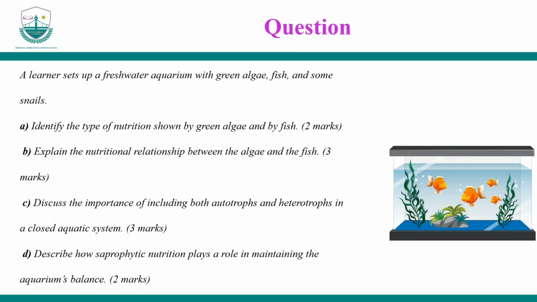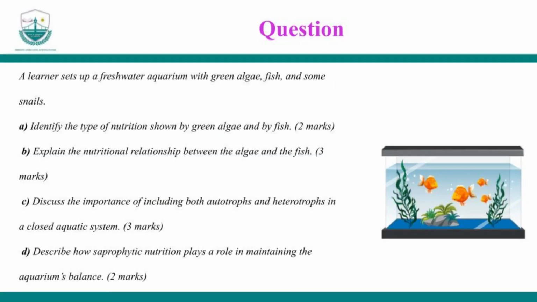Okay. So in the aquarium, you have autotrophic and heterotrophic nutrition. The nutritional relationship between the algae and the fish is that snails and the fish also depend on the green algae for food. Okay, so that's quite very important. The green algae are photosynthetic, and therefore we definitely call them producers. And these snails and fish are actually consumers. So without the algae, the fish and the snails could not have food.